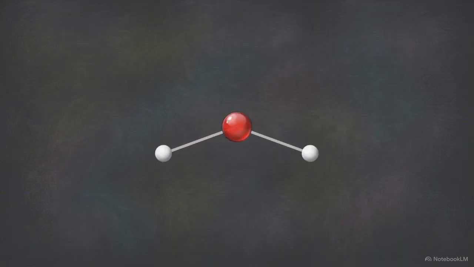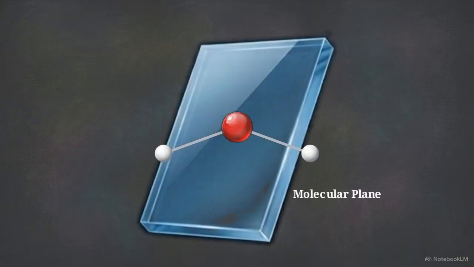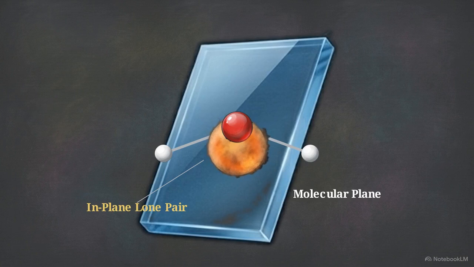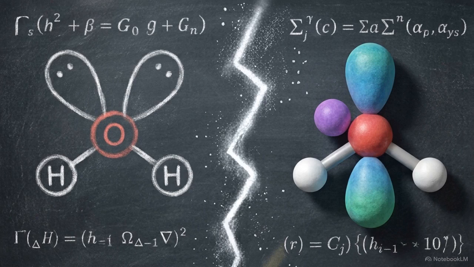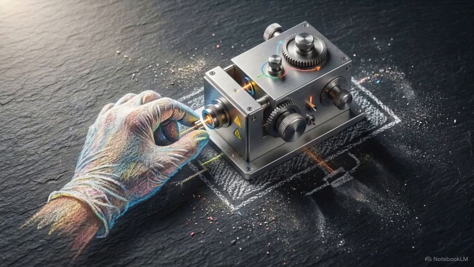The actual orientation is specific. One lone pair exists purely within the molecular plane, while the other sits perfectly perpendicular to it. To understand real molecular mechanics, we have to move past VSEPR's steric assumptions and apply rigorous quantum symmetry rules. Mastering chemistry requires graduating from qualitative textbook heuristics to actual physical realities.